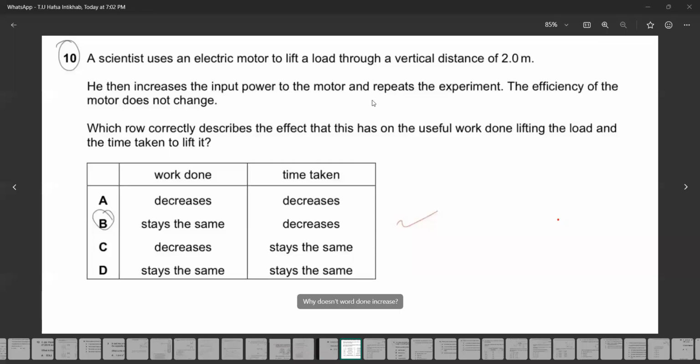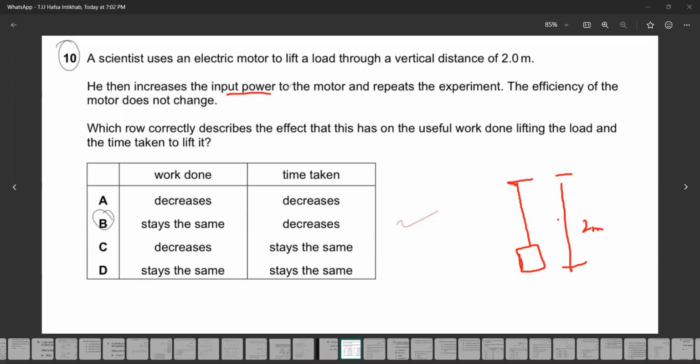The doubts related to the October-November 2021 paper. A scientist uses an electric motor to lift a load through a vertical distance of 2 meters. For example, there's a load which is lifted to a height of 2 meters by using the motor. He then increases the input power.